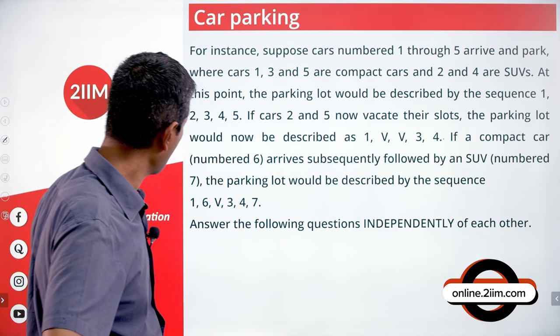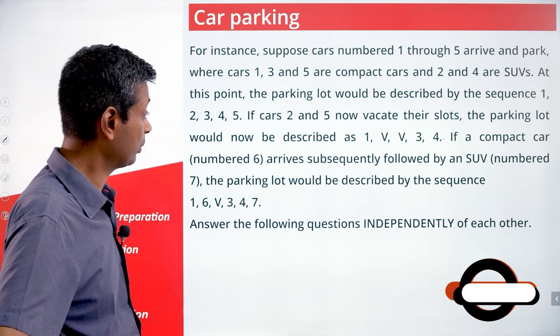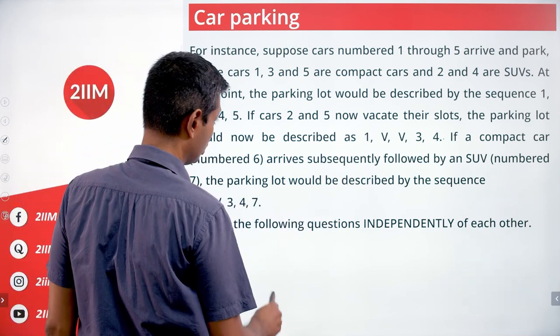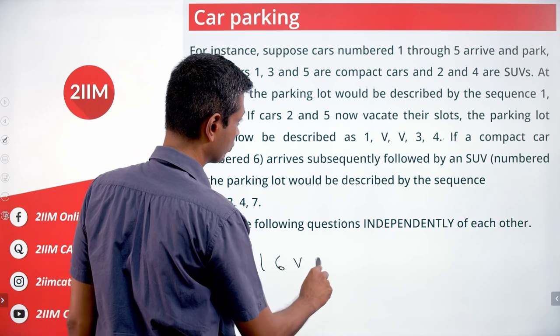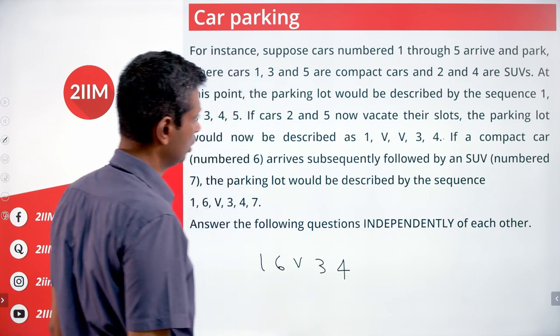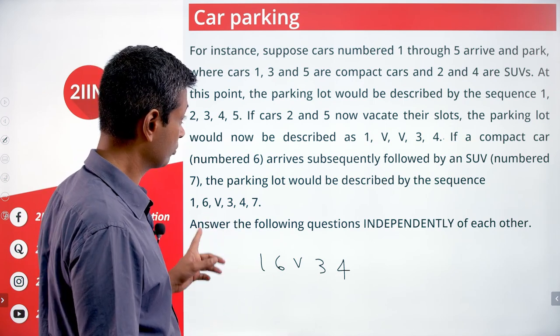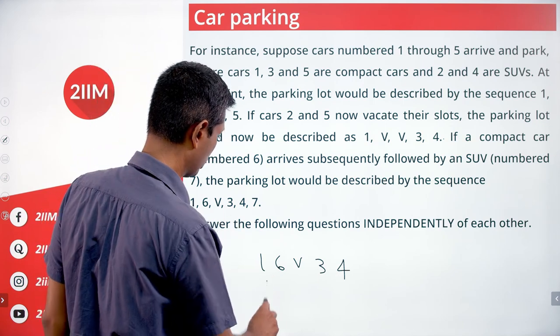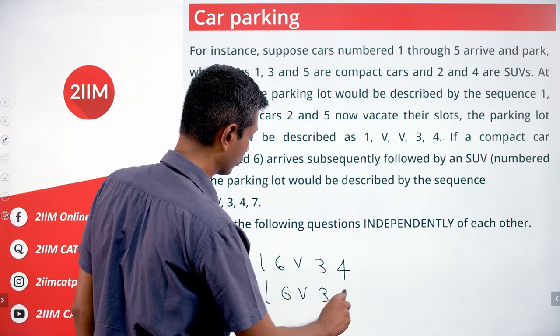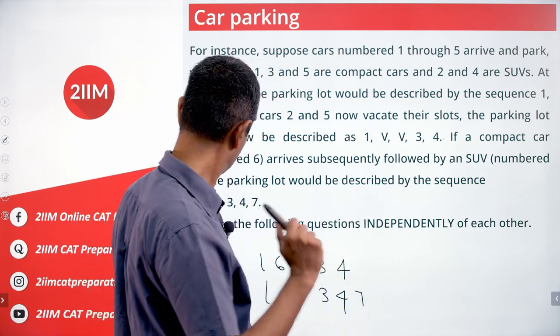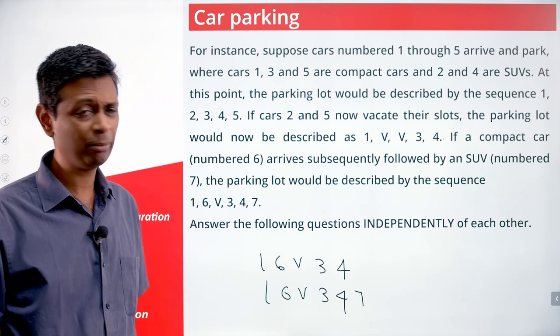1VV34. If a compact car numbered 6 arrived subsequently, then that will go and sit here. And we'll have 16V34. Subsequently followed by an SUV numbered 7, then the slot will be 16V347. Answer the following questions independently of each other.